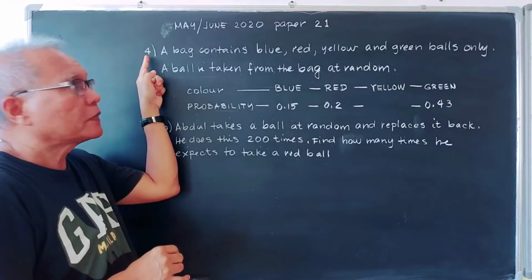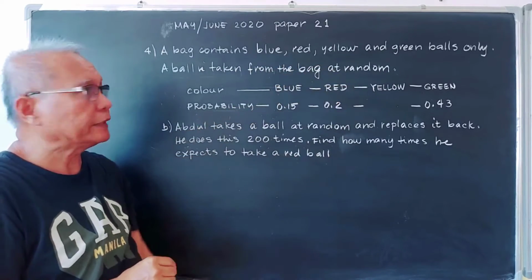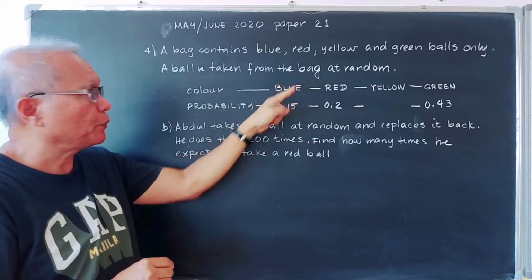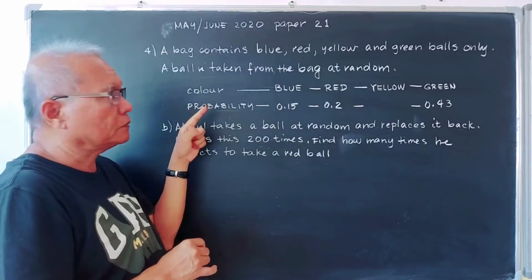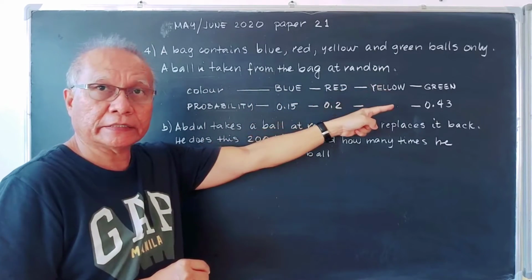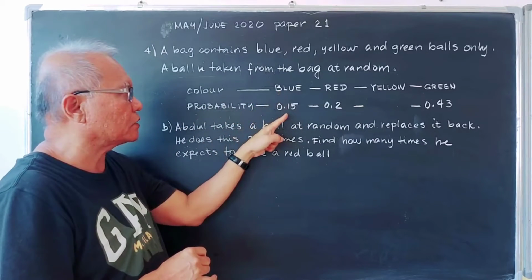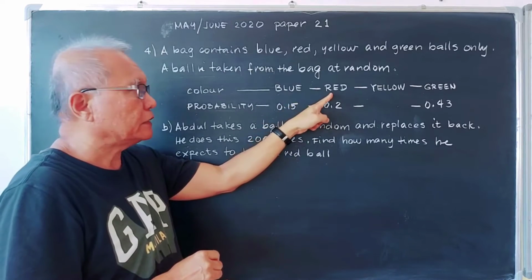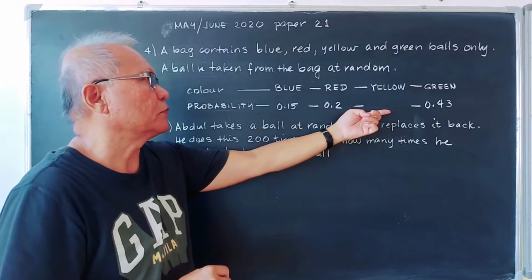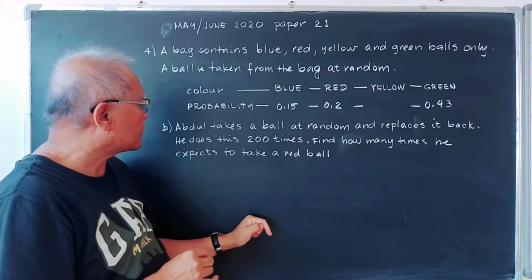Number 4. A bag contains blue, red, yellow, and green balls only. A ball is taken from the bag at random. So we have here the table: color, blue, red, yellow, and green. The probability of getting a blue ball from the bag is 0.15, red is 0.20, yellow is blank, and green is 0.43 or 43%.